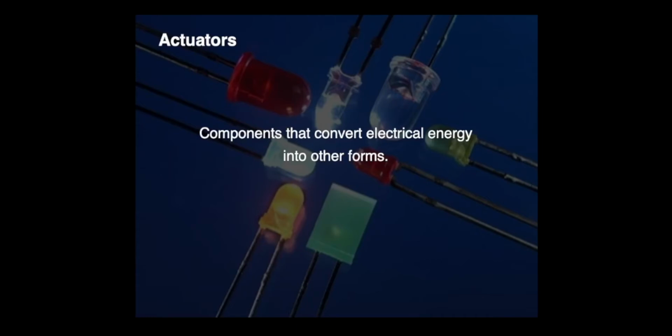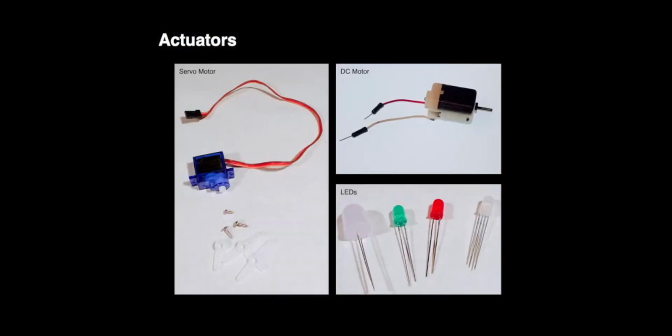So on top of our sensors, we have actuators, which are basically components that convert electrical energy into other forms. Those can be servo motors, DC motors, or LEDs. These are just some examples. There's definitely others out there too.